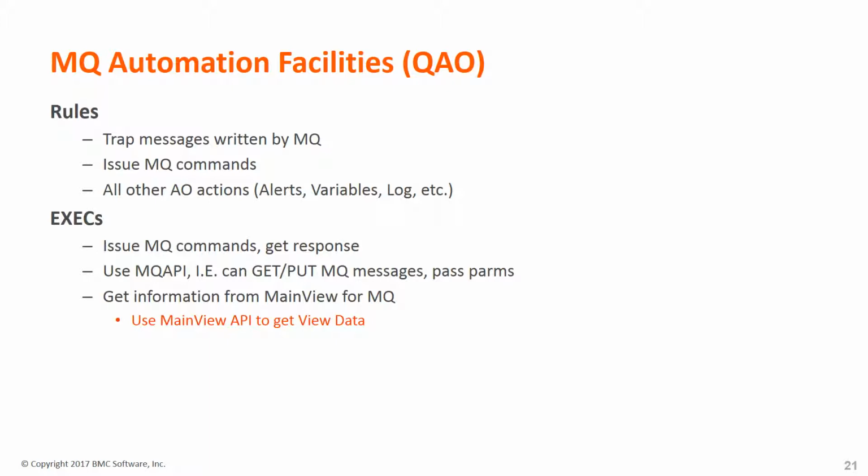AutoOperator for MQ gives us additional capabilities in the rules processor. We have the ability to trap messages written by MQ. We can issue MQ commands directly, and we have access to all the other AO actions, such as alerts and variables, and so on. Within execs, we have the ability to issue MQ commands and solicit responses. We can use the MQ API to do gets and puts of messages. And we also have the ability to use the MainView API to collect additional information from MainView for MQ.